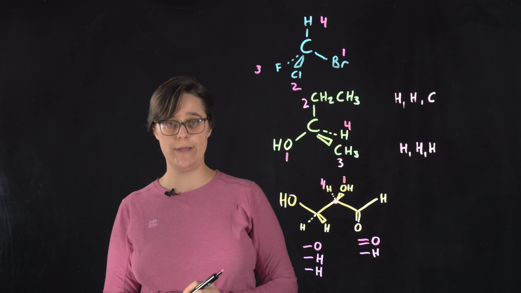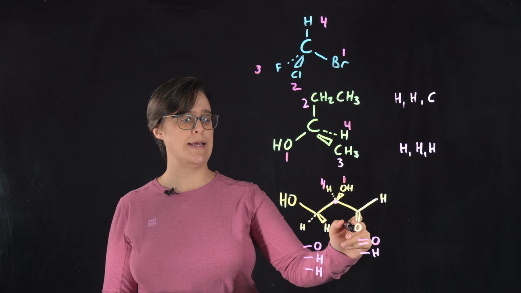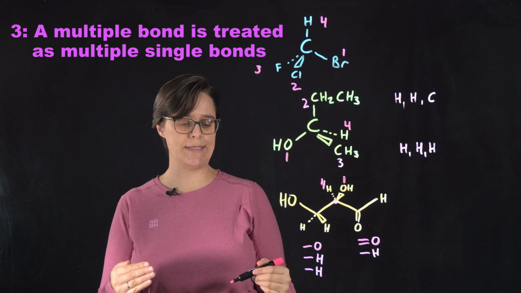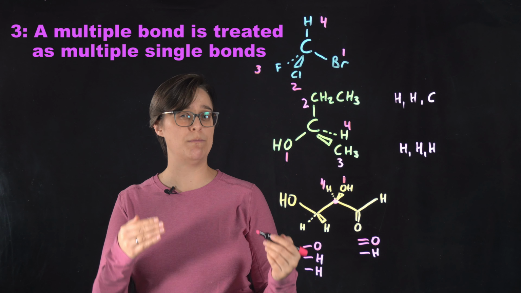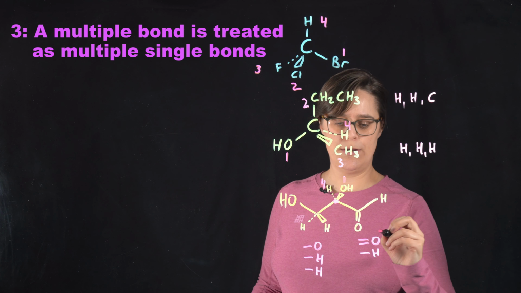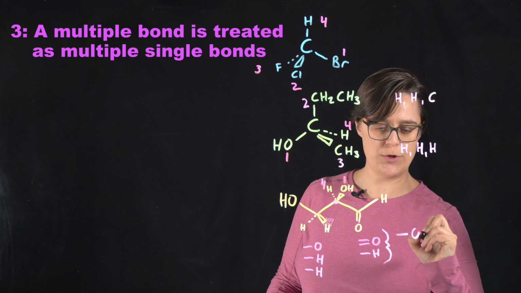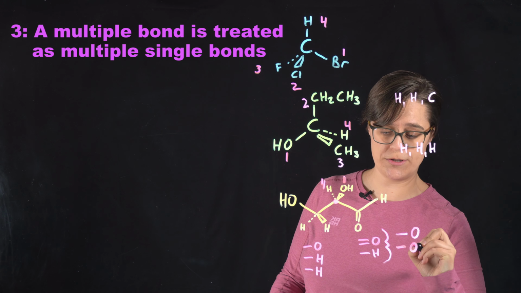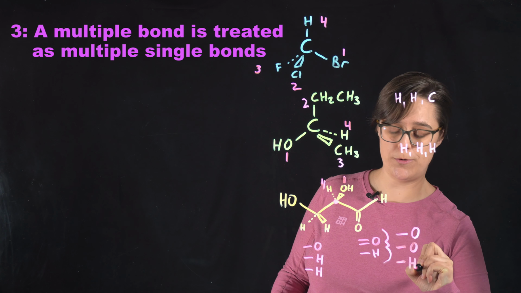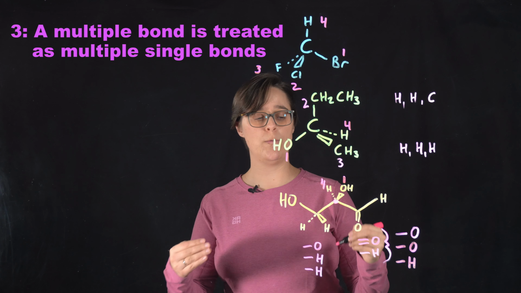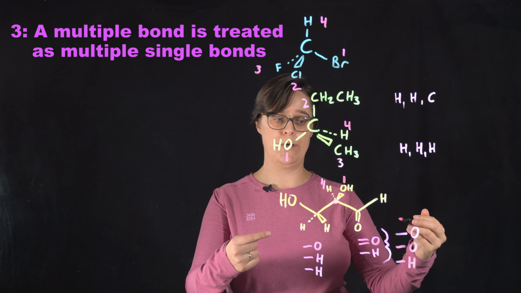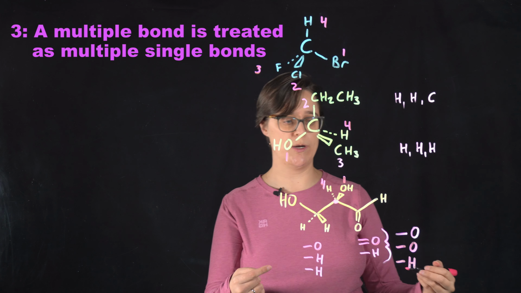What is important to know here is rule number 3. A multiple bond is treated as multiple single bonds. So treat this as 2 single bonds to 2 oxygens, and a single bond to hydrogen. Then we see a much more clear path to assigning which one is a higher priority.